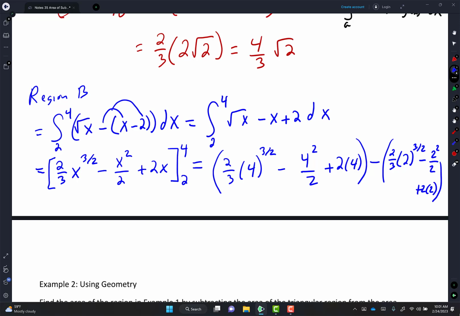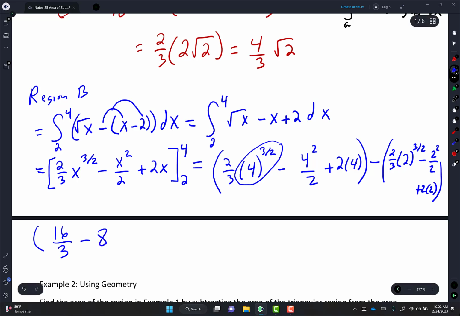All right, let's see. First parenthesis, I'm doing this part right here first. The square root of 4 is 2, and 2 to the 3rd is 8, and 8 times 2 is 16, and 16 divided by 3, does that reduce? No, so 16 over 3. And then 4 squared is 16, and 16 divided by 2 is 8, plus 2 times 4 is 8. So that's my first big parenthesis minus, let's see, 2.